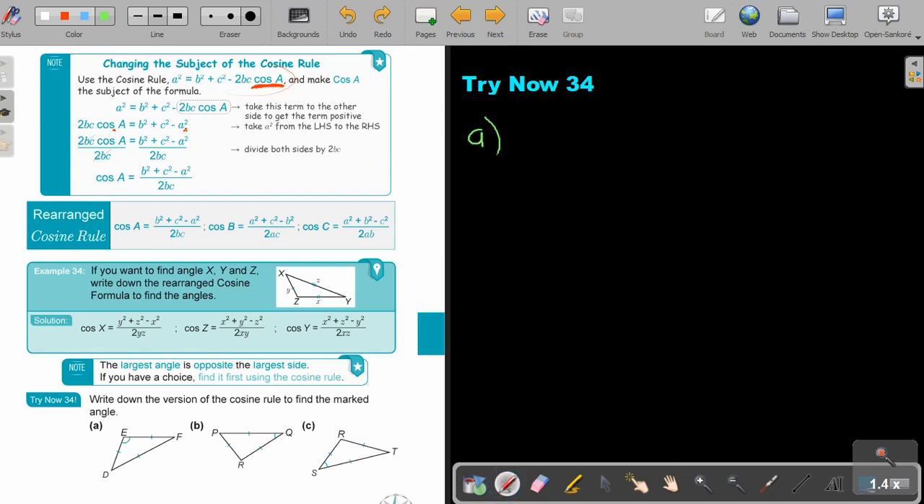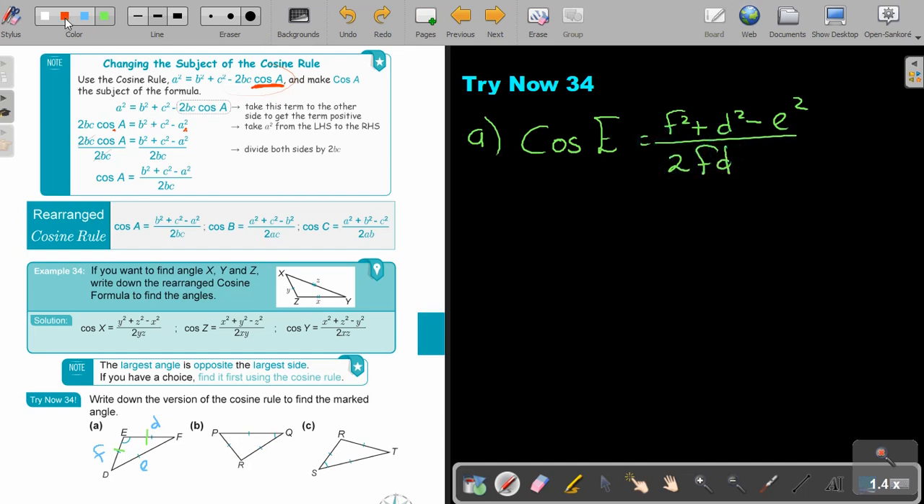Okay, so if I want to find cos E, what is the 2 around it? It's this 2. Let's first write down the small letters. So this is small e, this is small f, this is small d. So for small e, it's going to be f squared plus d squared minus e squared, divided by 2fd. And that's how we do it.